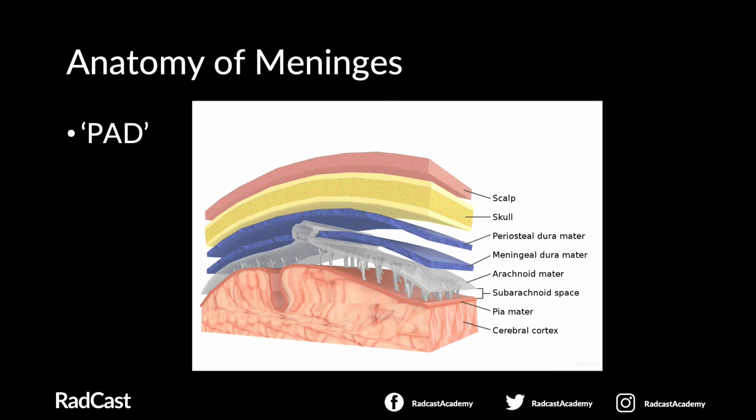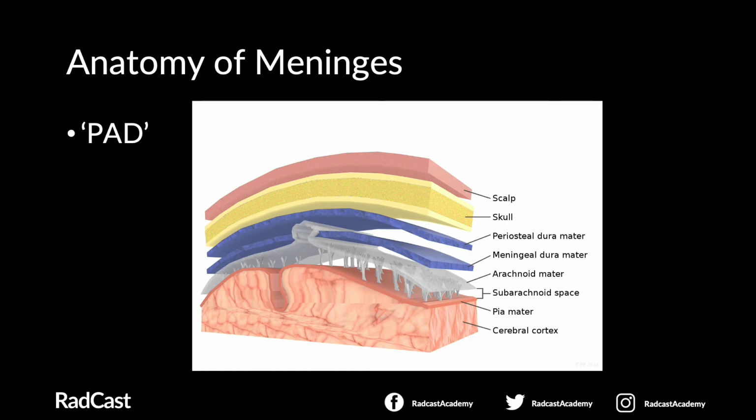Now the anatomy of the meninges. So I use the mnemonic PAD to remember the order in which the meninges will be. So P stands for pia, A stands for arachnoid, and D stands for dura. That's from bottom to top. So P, the pia mater, adheres to the brain, and the D, dura mater, is furthest away from the brain tissue out of the meningeal layers.